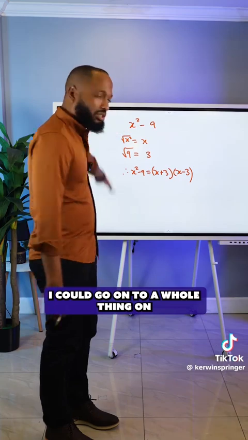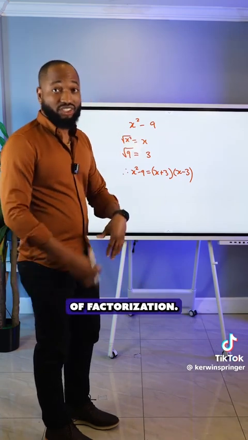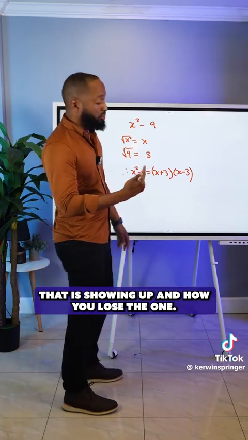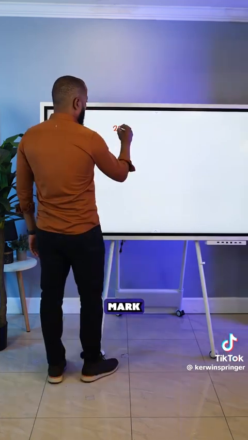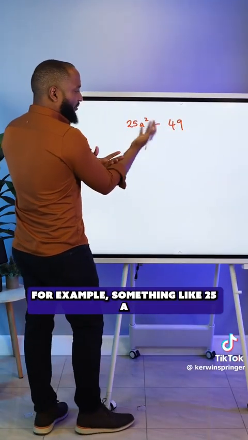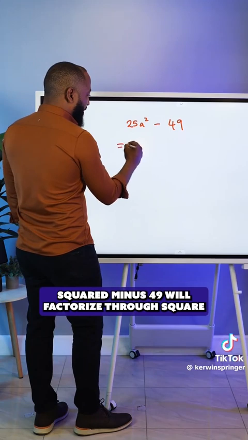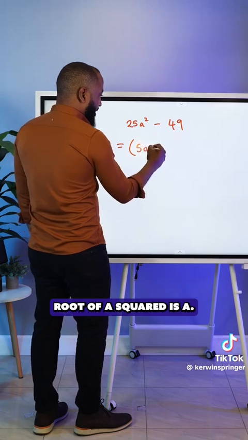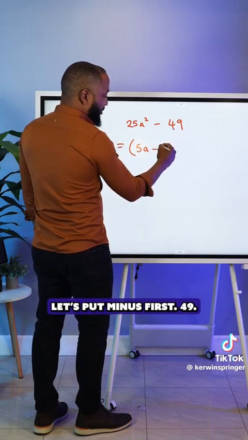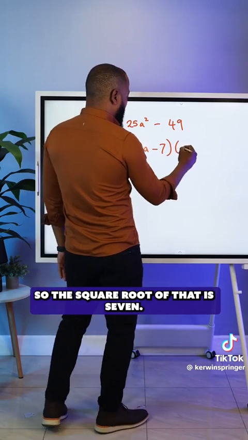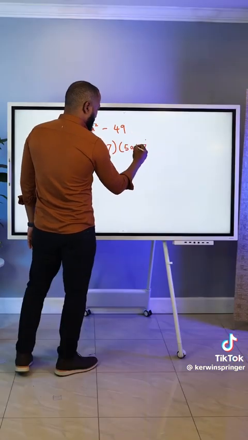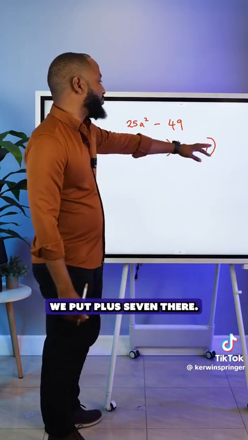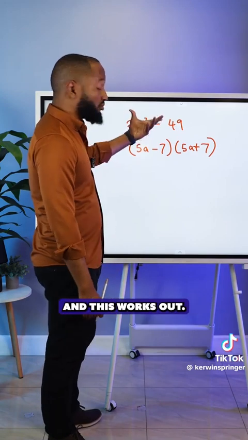I could go into a whole thing on factorization, the 4 types of factorization. I have videos on YouTube about that. But this is to understand the trend that is showing up and how you lose the 1 mark. For example, something like 25a squared minus 49 will factorize to: square root of 25 is 5, square root of a squared is a. Let's put minus first, 49, so square root of that is 7. And then we do what we call the conjugate of this. So we have minus 7 and we put plus 7 there. And this works out, and this is correct.